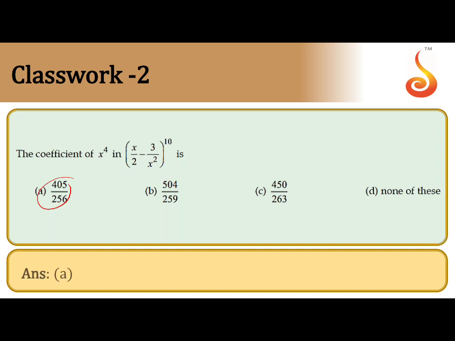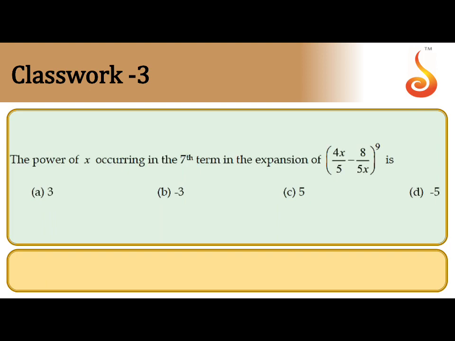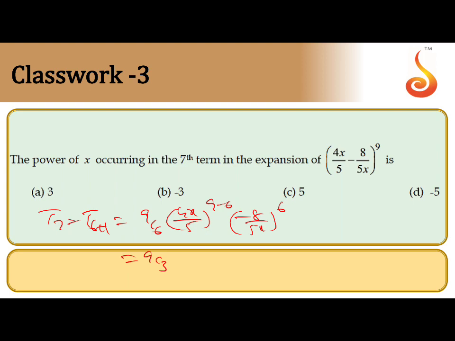So next one. The power of x in the 7th term in the expansion of (4x by 5 minus 8 by 5x) whole power 9 is? So the power of x in the 7th term means you have to find t7. So t7 means t(6 plus 1). Here n is 9, so 9C6 into (4x by 5) whole power 9 minus 6 into (minus 8 by 5x) whole power 6. So 9C6 is the same as 9C3. So this one is (4x by 5) whole cube into minus 8 power 6 by 5 power 6 into x power 6.